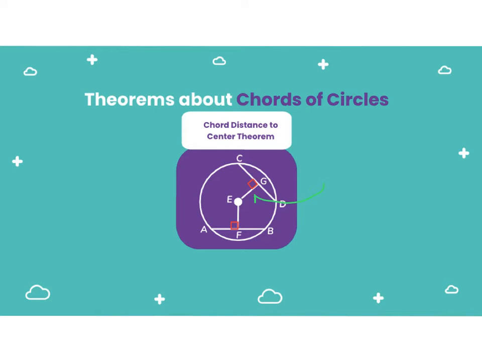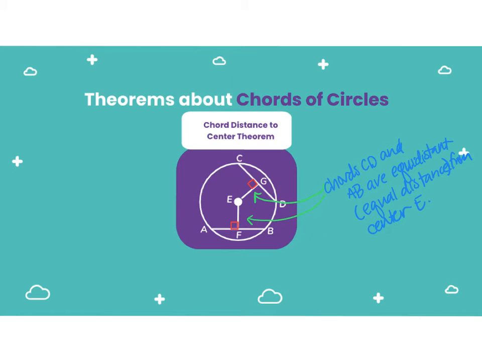So notice how these little symbols here look like they're just there to show that they're perpendicular, but they're actually there to symbolize that chords CD and AB are equidistant, or equal distance, from the center, or from the center E. I don't know why I said CG.